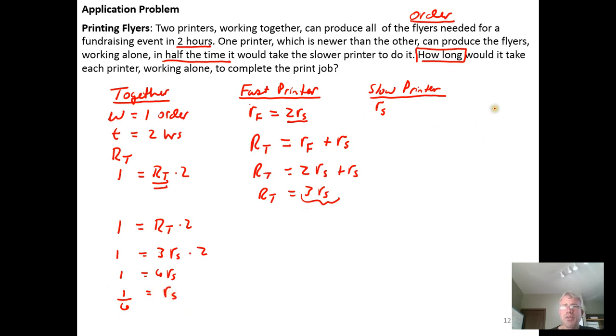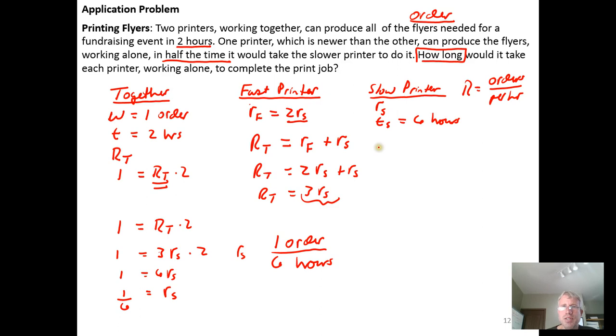And what we want to remember is what the rates are. So rate in this case represents how many orders you can complete per hour. So this 1/6 has units. This says I can do one order, because the rate is orders per hour, so one order in 6 hours. So just knowing the rate tells us how long it would take the slow printer to complete the job. The time it would take the slow printer to complete the job would be 6 hours. We can extract that directly from the rate of the slow.